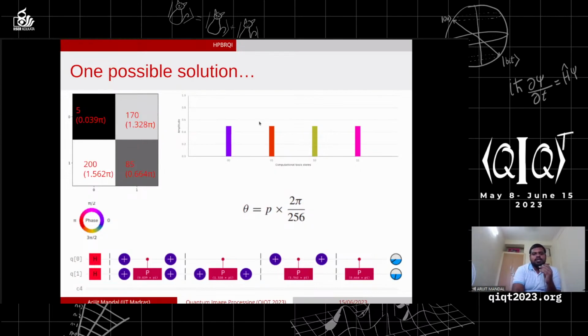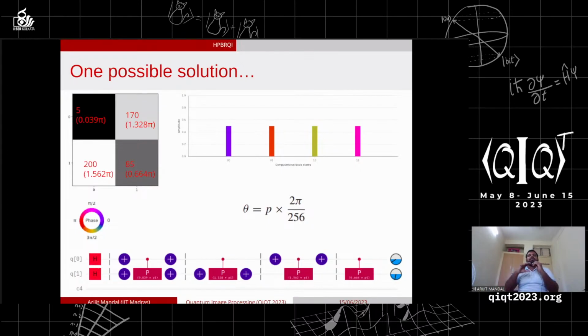From this histogram plot, this color code, this bar plot and these values, you can see that the pixel information can be exactly represented using this type of unitary operation. The advantage of using this type of unitary is that you are able to reduce the number of qubits, because FRQI needs 2n plus 1 qubits. Here you need 2n qubits, so you are able to reduce one qubit. But the problem is that your non-local operations are still there. If you use this type of unitary, you are not able to reduce your non-local operations.